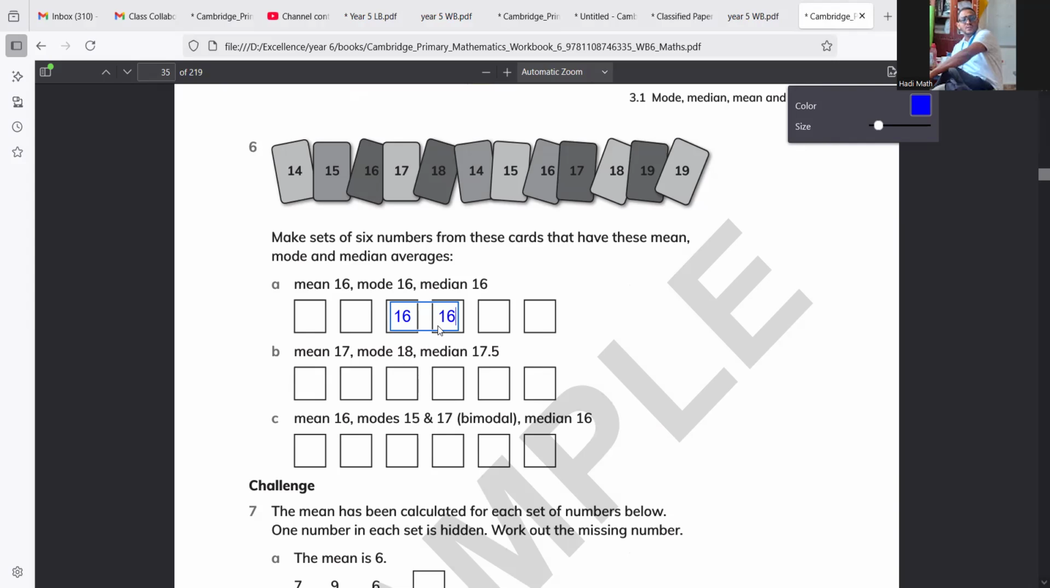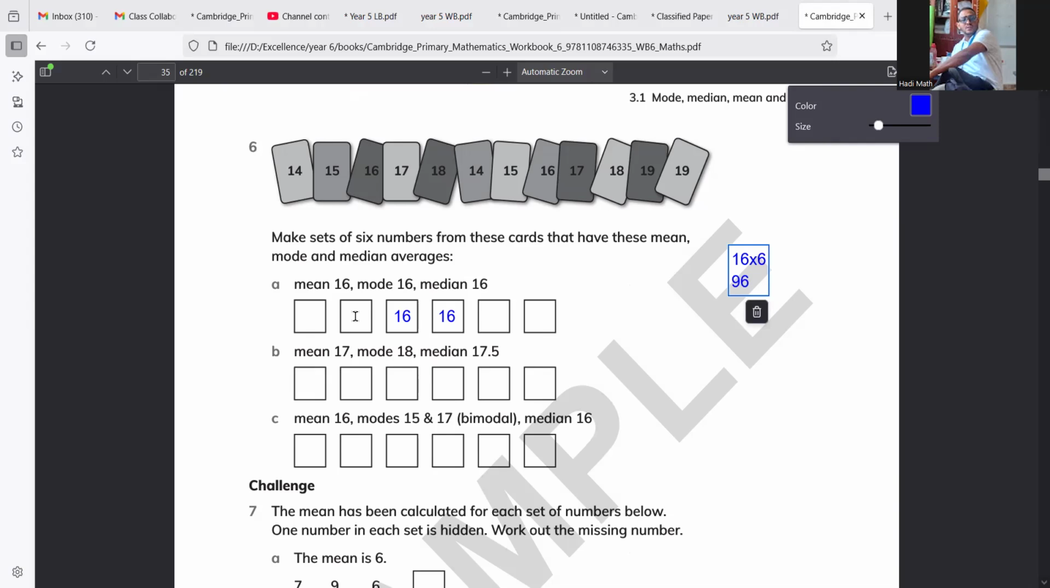Okay, then you need what? You need all of them, the mean is 16, like 1, 2, 3, 4, 5, 6. So all of them should add up to 16 multiplied by 6. So they should add up to 96. You need to make them add up to 96.